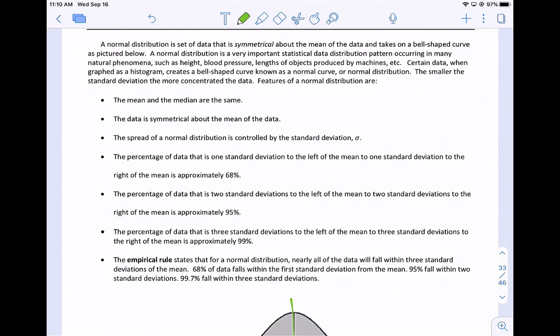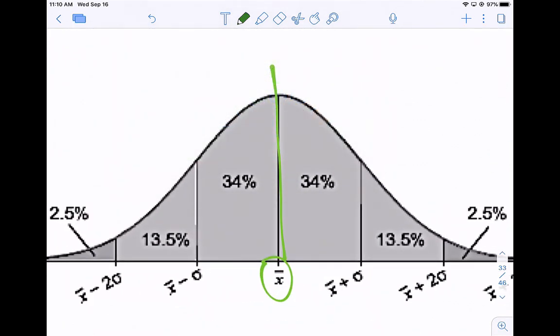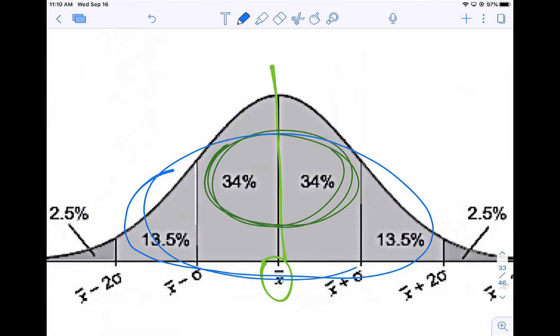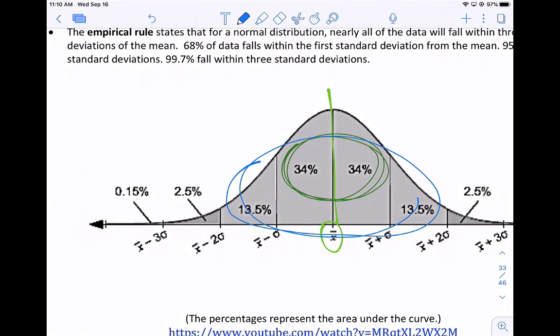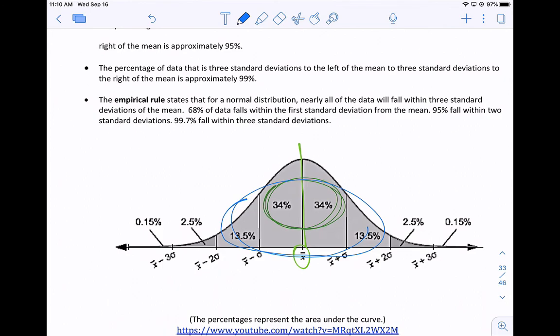The percent of data that is one standard deviation to the left of the mean to one standard deviation to the right of the mean is 68. So what that is saying is, if you're one standard deviation away, that is 68% of your data. The next sentence says, if you're 2 standard deviations away, this is 95% of the data. So for example, if you're talking about height, most people, 95% of people, would be within 2 standard deviations of the average height. The percent of data that is 3 standard deviations to the left of the mean to 3 standard deviations to the right is 99%. So what that means is 99% of the data is within 3 standard deviations. That's most of your data right there.